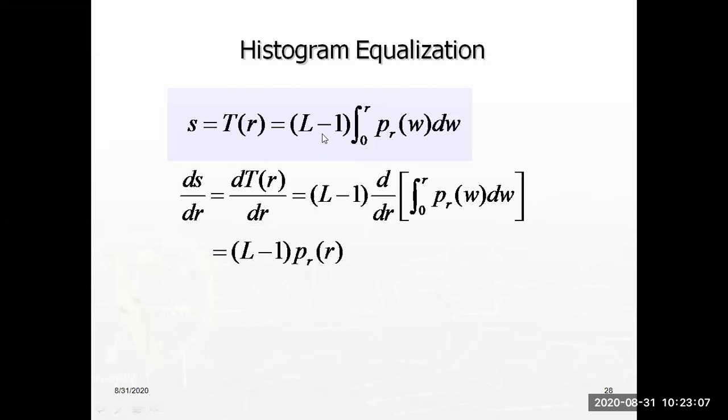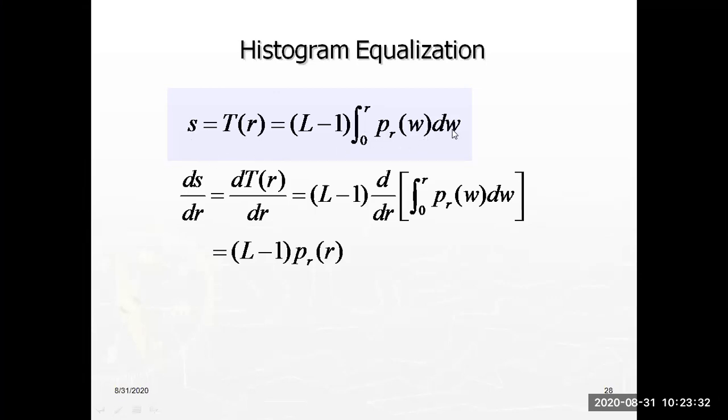range. L minus 1 means generally we are considering the zeroth intensity value also. So due to this, the number of scale values is L minus 1 only. Now of course it is L, but if you consider 0 also, that is called L minus 1. So the integral from 0 to R of P suffix R of W dw. This is my transformation function.